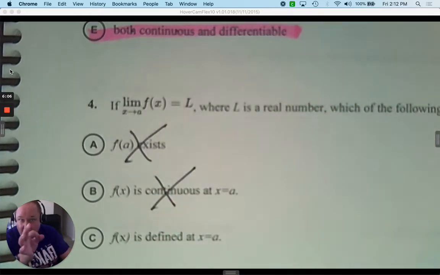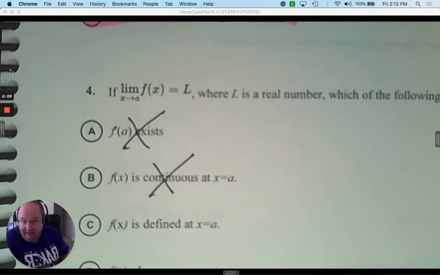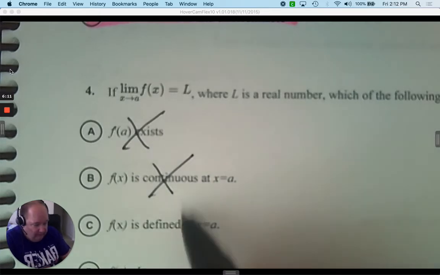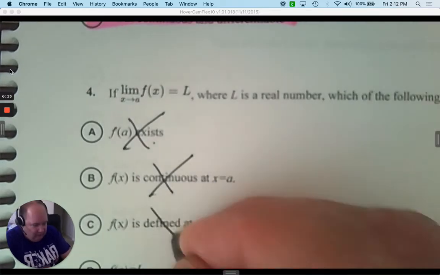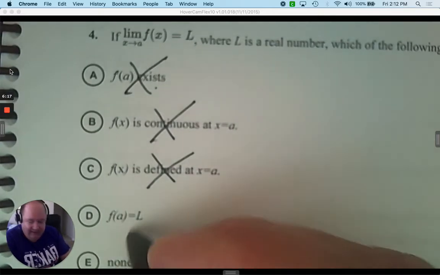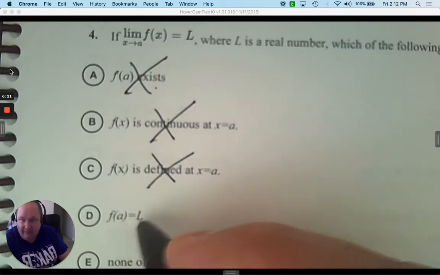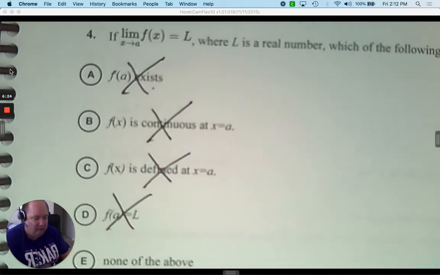You can have a hole, and it's approaching the hole on both sides. F at x is defined at x equals a. That's the same thing here. That's no. F at a equals L. Again, that answer is no. It may not exist, right? It might be a hole there. So the answer to number 4 is none of the above.